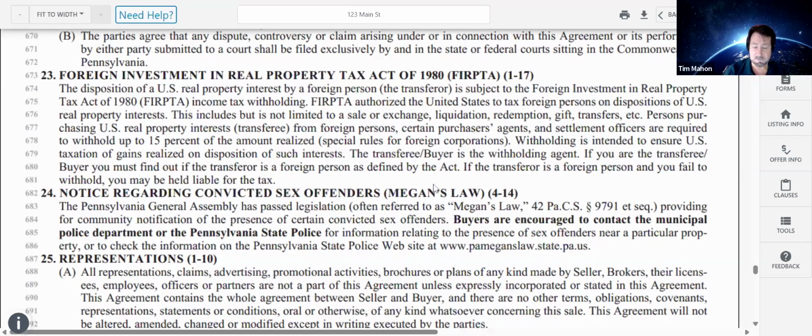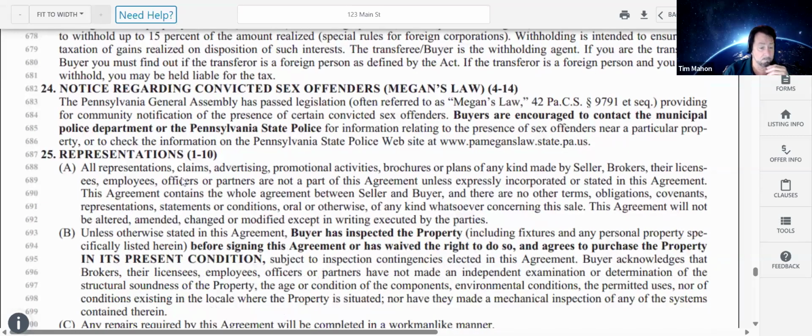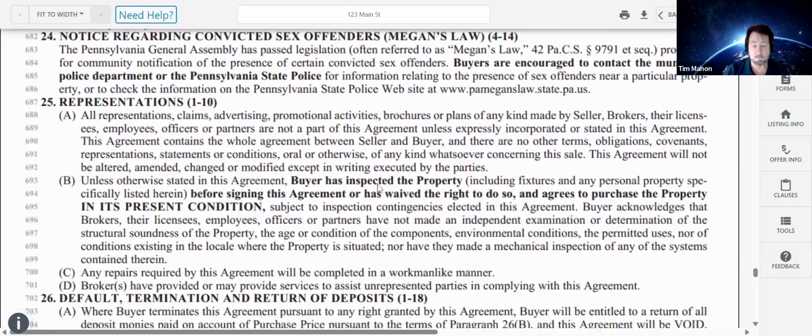Notice regarding convicted sex offenders: we're not obligated to look that up, but if the buyer wants to know, they can go onto Megan's Law website on their own. And representation basically states that we represented the property as best we could based on the information we have. No other claims, advertising, or personal activities are involved in this. Buyer has inspected property, including fixtures and personal property, unless otherwise stated in the agreement.